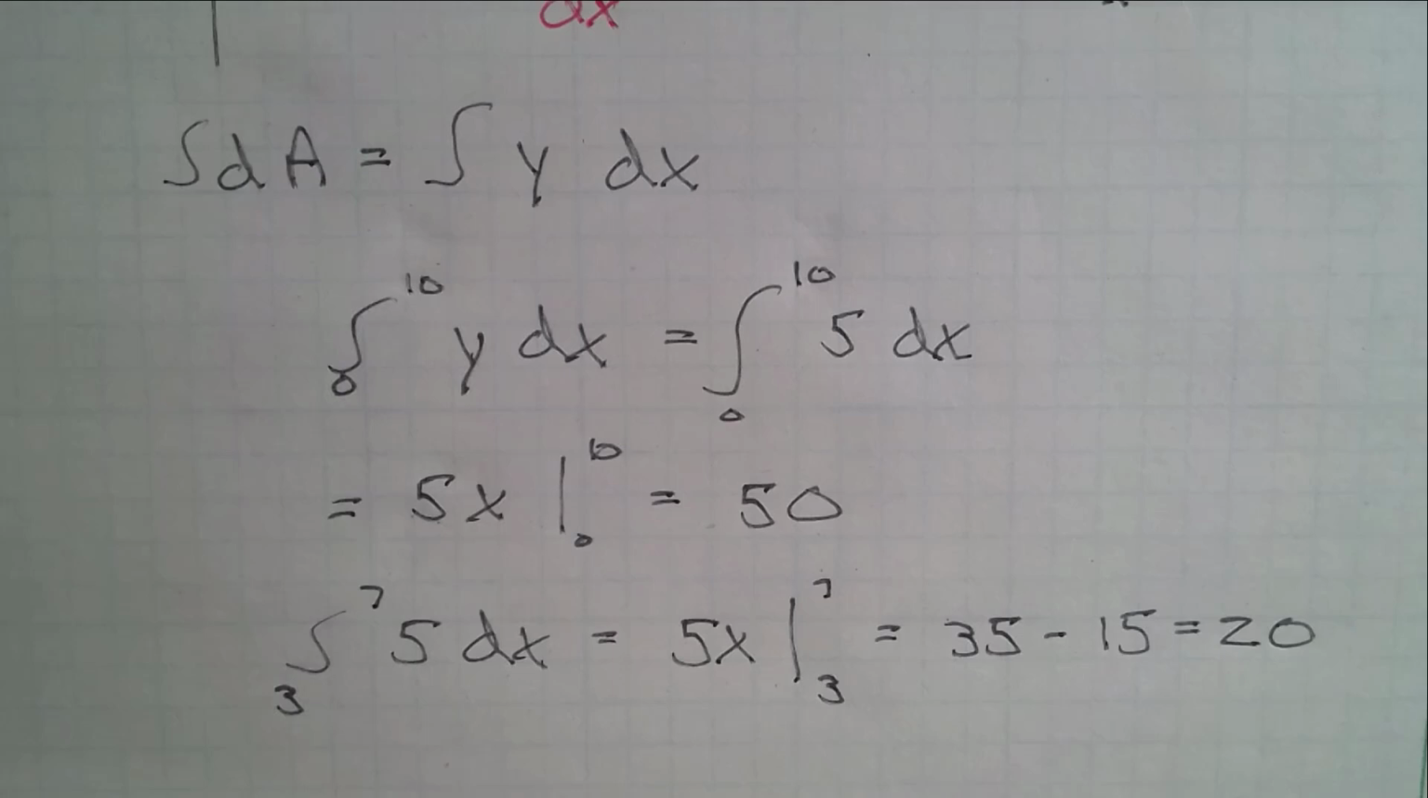Now, if I were to change the limits from 3 to 7, run through the same calculation, and I get 35 minus 15, which is 20, which is what we would expect. It is 5 units tall, 4 units wide, and thus 20.